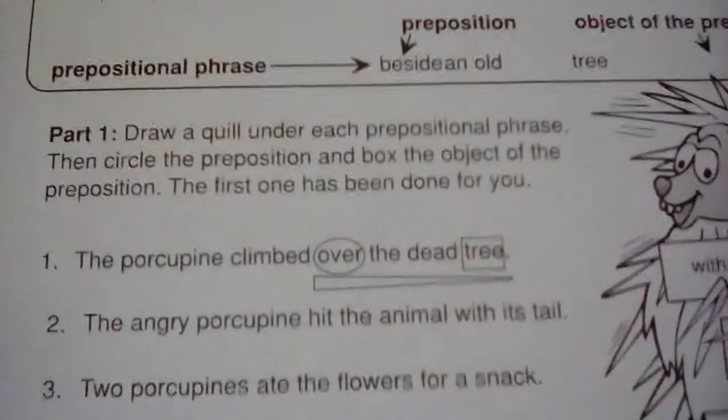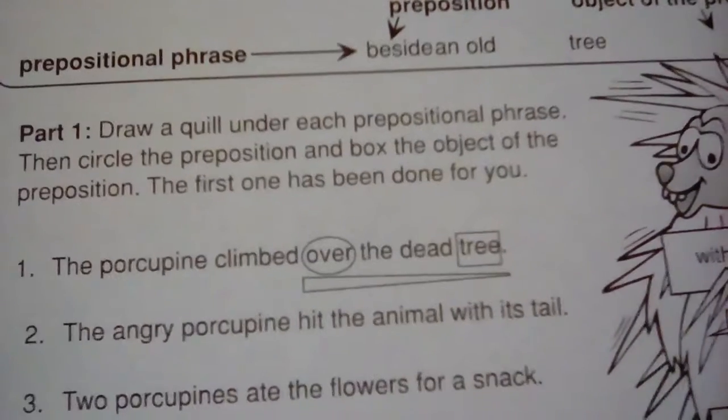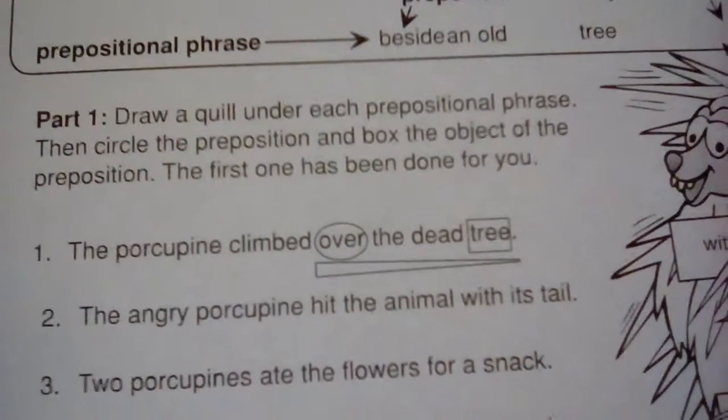All you have to do for this is circle the prepositions and then find them down here. And then on this sheet, this one is where you're actually looking for prepositional phrases. Okay, it says draw a quill because we're working with a porcupine. Under each prepositional phrase, then circle the preposition and box the object of the preposition. The first one has been done for you.